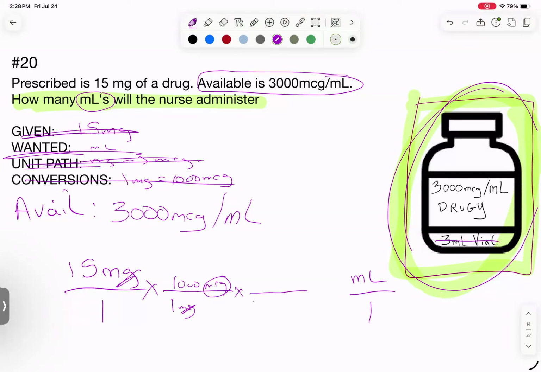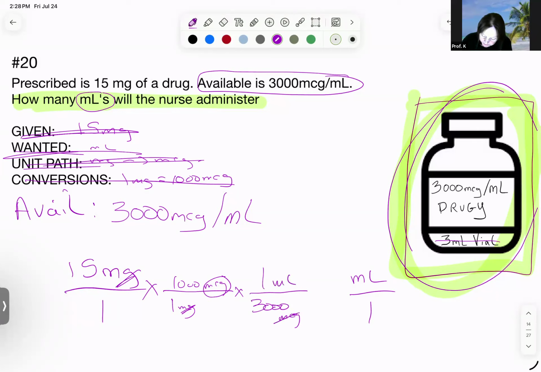$3,000 at the bottom. That's as a numerator. 3,000 micrograms per 1 ml. Beautiful. And when I write that, I've gotten rid of all my unwanted units, and I'm left with just the milliliters. So now I just have to do the math to figure it out.